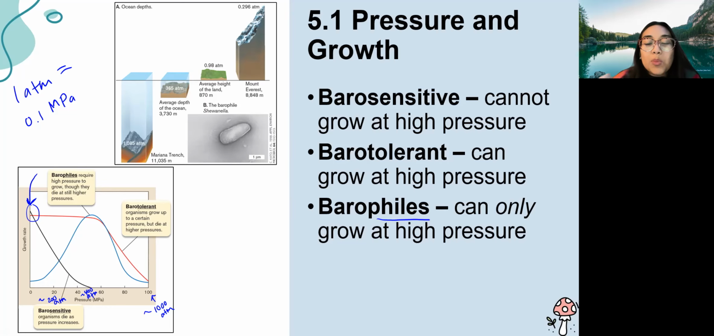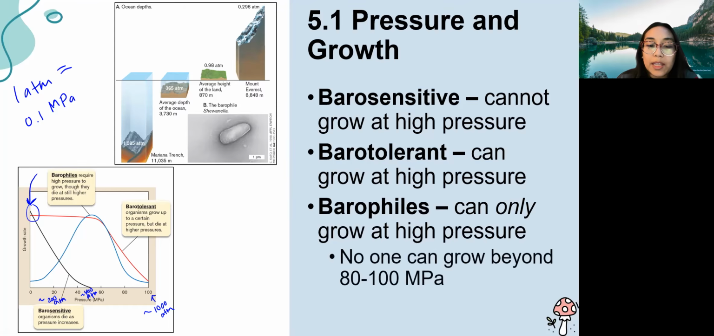So again, with the barophiles, whenever you see the word phile, it means that they have to have that kind of condition. Whereas the tolerant just means, okay, I can tolerate it. I can grow in that condition, but really, I probably don't prefer to be living in high pressure, but I can if I have to. Okay. And then, yeah, again, make sure that you realize that there's not really too many organisms that can grow beyond 80 to 100 megapascals. Again, that's 800 to 1,000 ATM approximately.